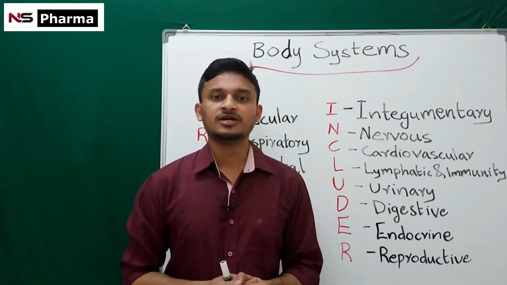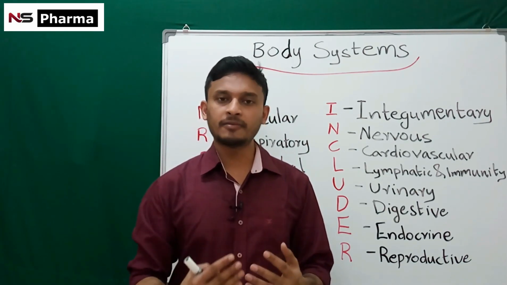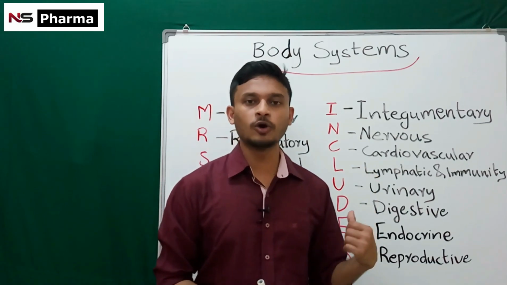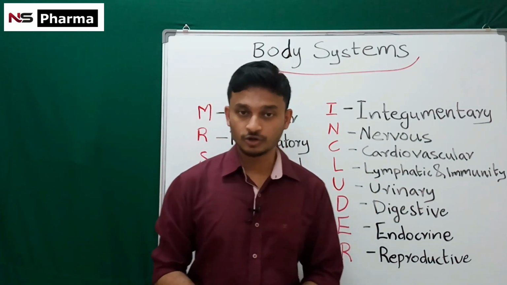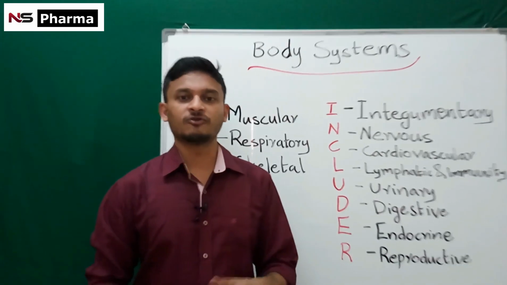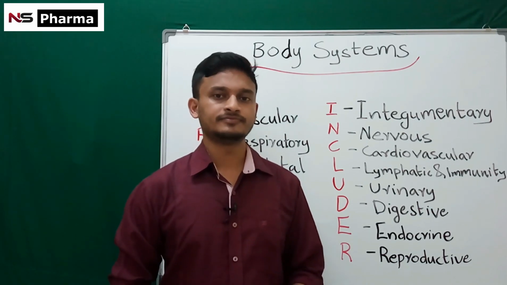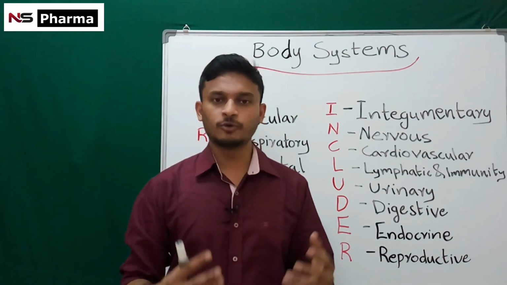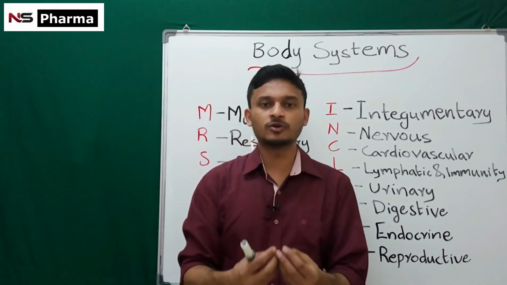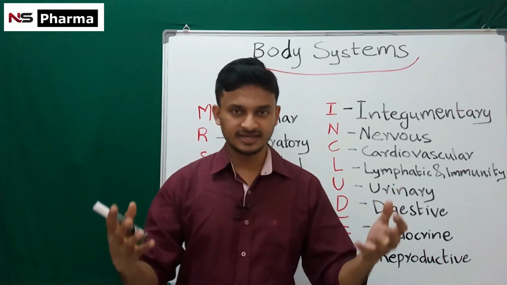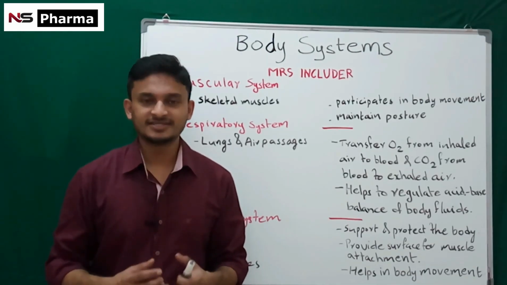This is very important. So if you get questions on this, you can remember all the systems using this code, that is Mrs. Includer. Total 11 different body systems. Now we will see each body system in detail: what are the functions of each body system and also what are the components in that body system. Okay, now let's start with each system.